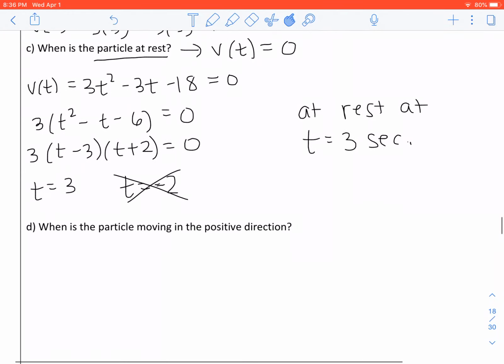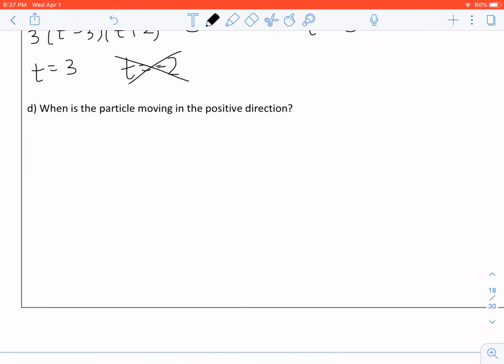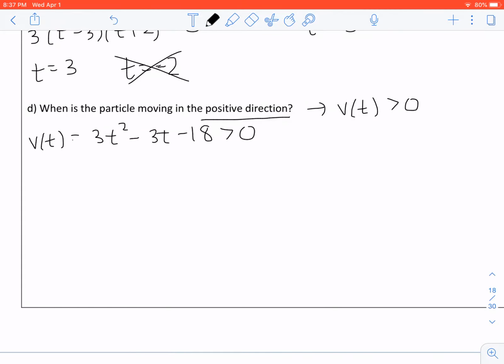Part d says when is the particle moving in the positive direction? So positive direction again, this is where your velocity is going to be greater than 0. So we have our velocity function, which was 3t squared minus 3t minus 18. We're going to say greater than 0 this time. We already factored this up above, so I'm just going to copy that down. And we have 3 times t minus 3 times t plus 2 is greater than 0.